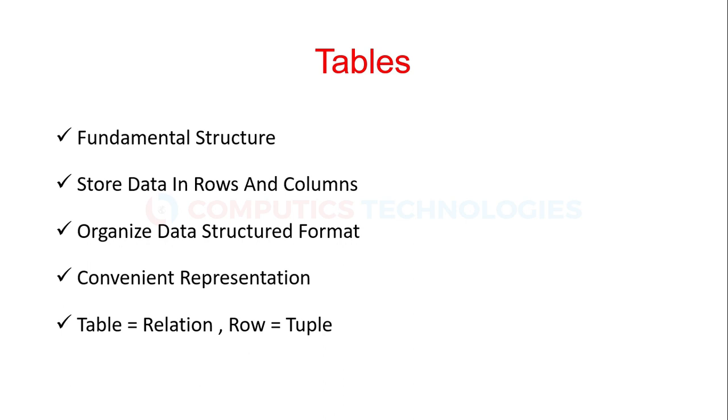Tables are the fundamental structure in a relational database. They store data in rows and columns, where each row represents a record and each column represents a field or attribute. Tables organize data into a structured format for easy storage and retrieval. A table is also considered a convenient representation of relations. In DBMS, the table is known as a relation and a row as a tuple.